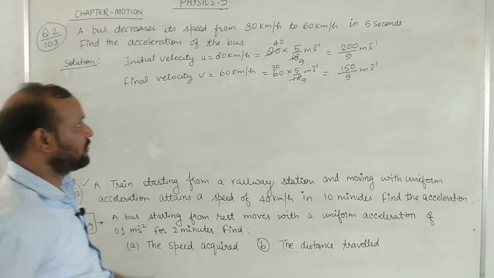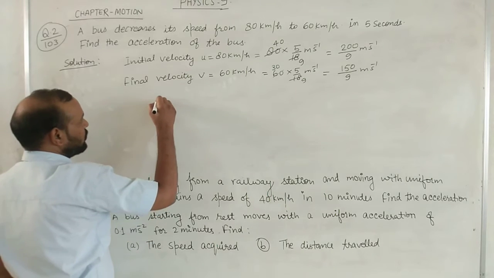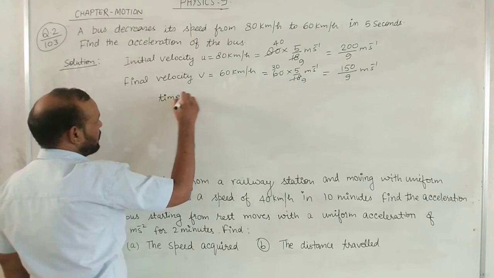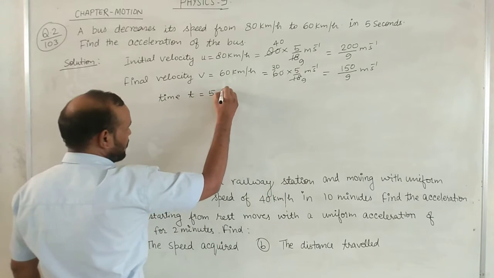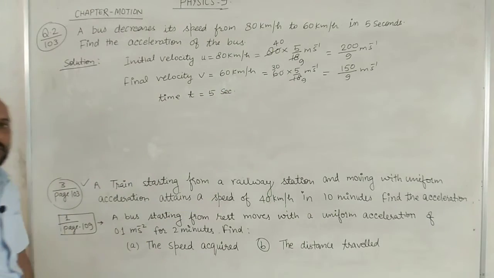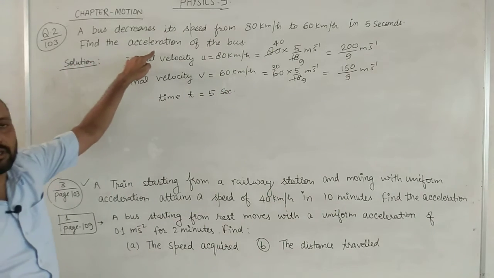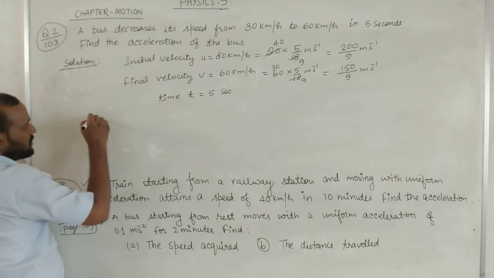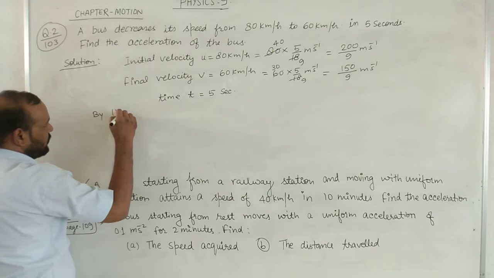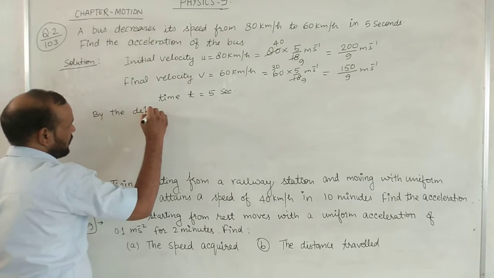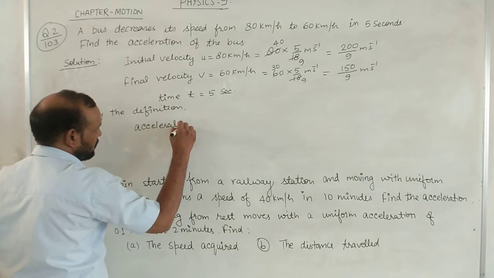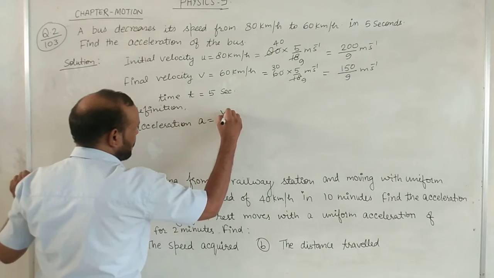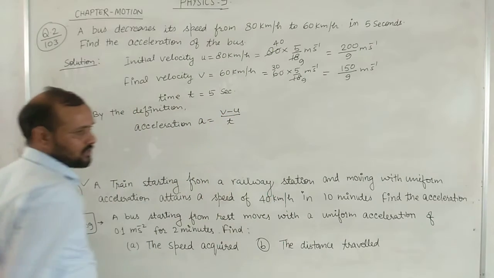And the time in which it changed: the time t is equal to 5 seconds. We write it as sec. Then you have to find the acceleration of the bus. By the definition of acceleration, acceleration a is equal to v minus u upon t, that is, change in velocity upon time taken.